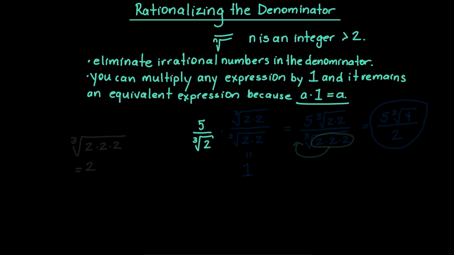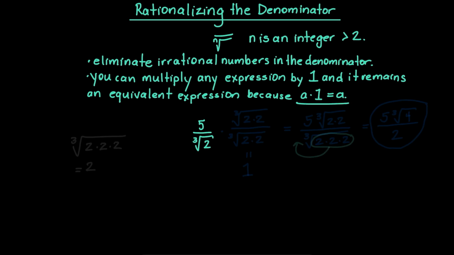Our first example, we're going to simplify 5 over the cube root of 2. Now, I've already explained in math, you can multiply any expression by 1 and it will remain an equivalent expression. The important part is knowing what that 1 is going to look like.